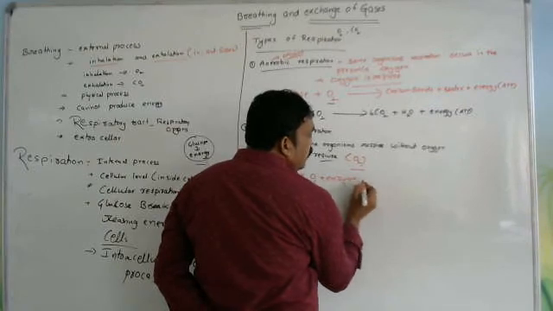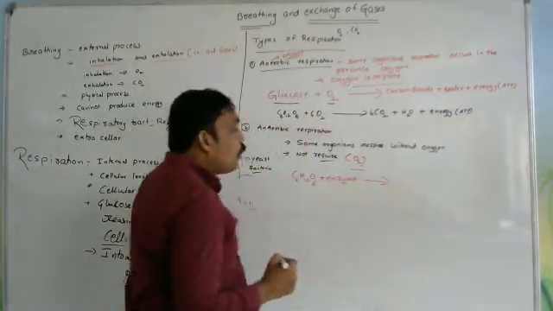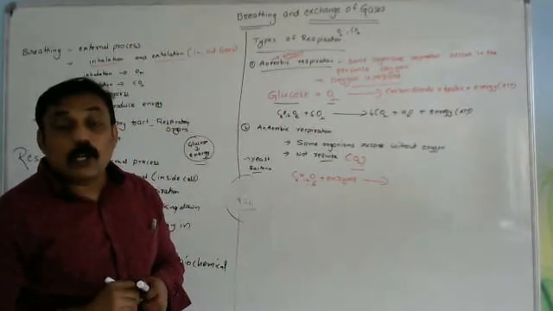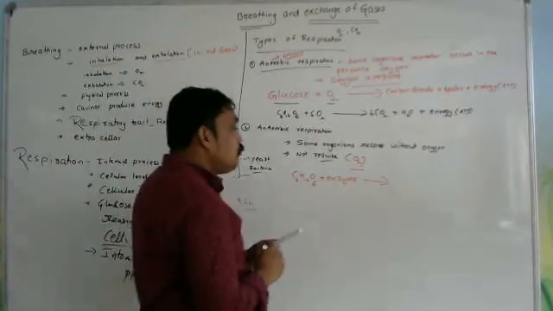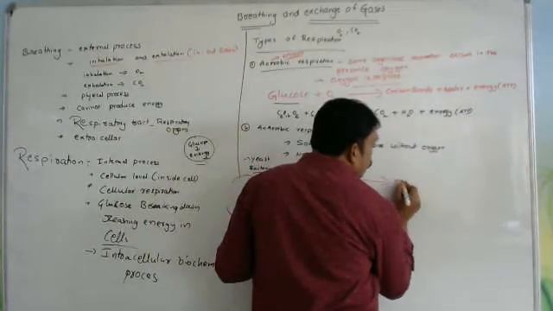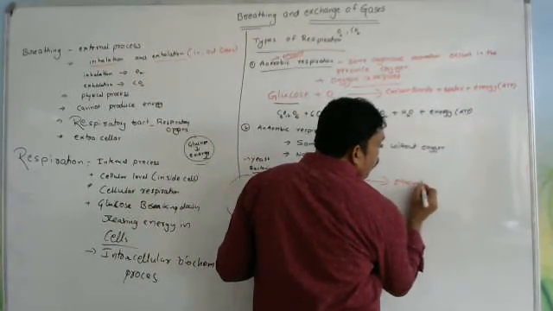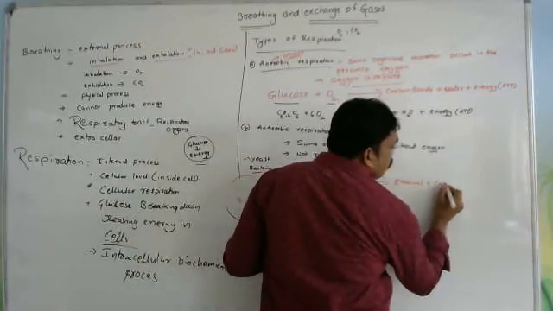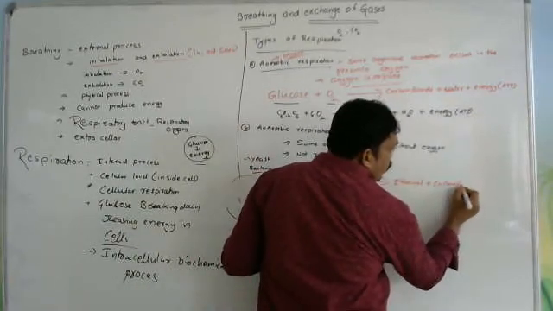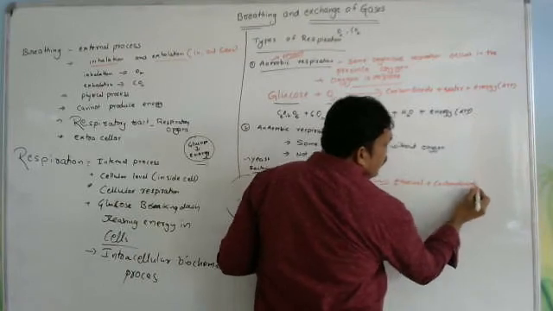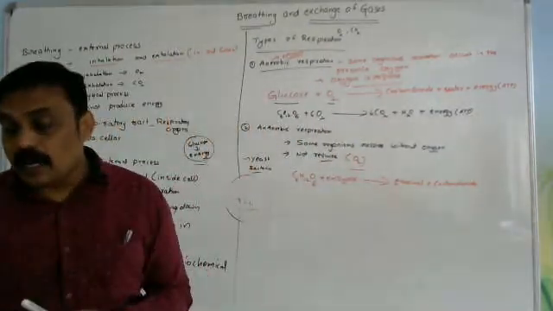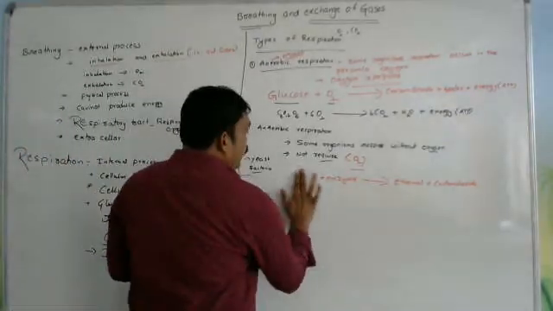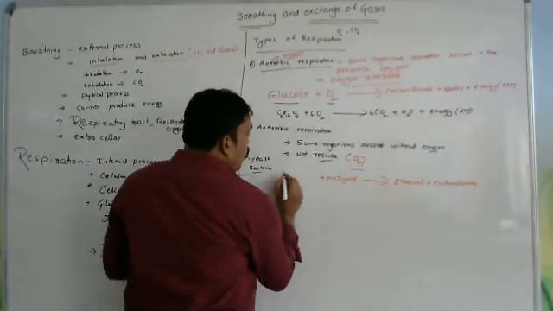In the presence of enzymes, glucose releases ethanol. What is ethanol? I will write it as ethanol or ethyl alcohol, and carbon dioxide. It releases very little energy. Ethanol and carbon dioxide are released.